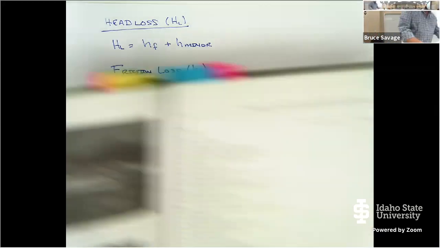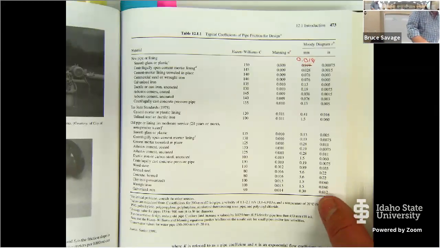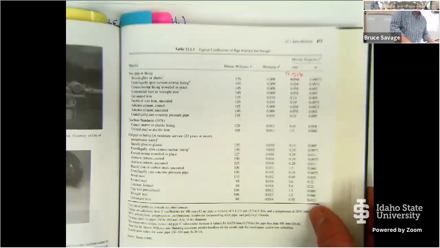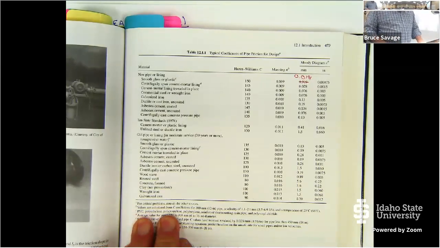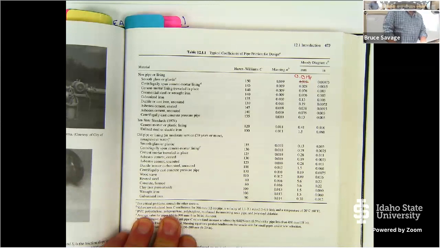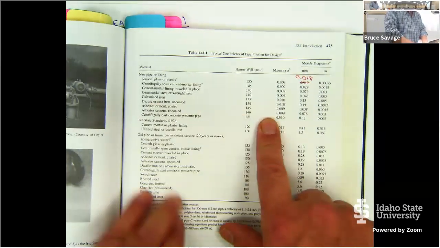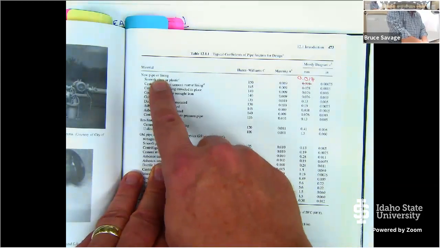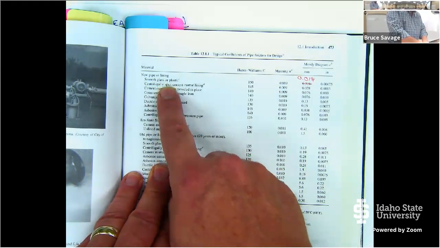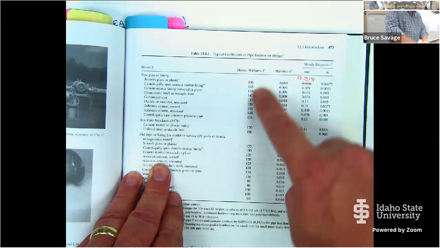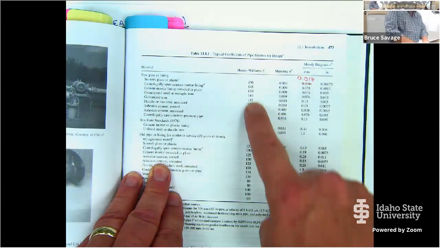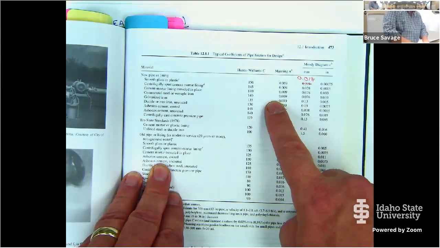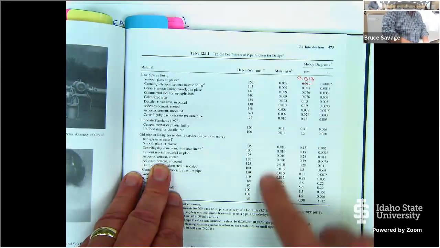All right, here we go. 12.1.1. So you can see here that for the type of pipe that we have, smooth glass or plastic, cement mortar line trowel, we have a Hazen-Williams C right here. And these values range from 90 up to about 150.